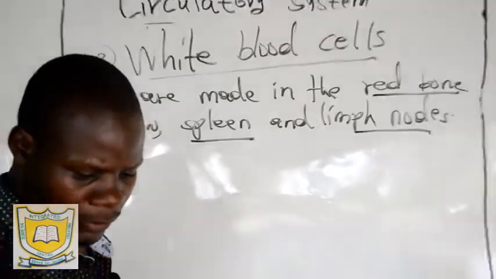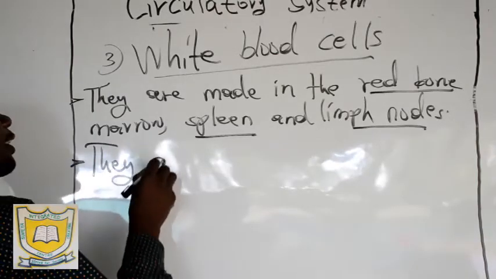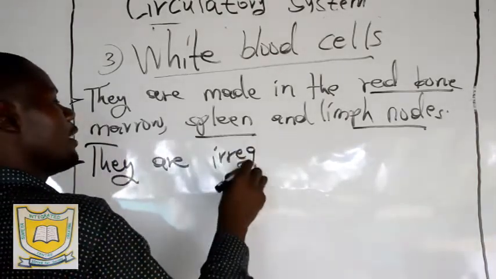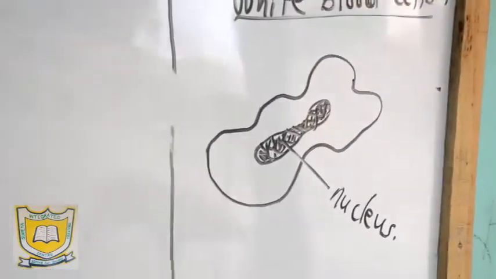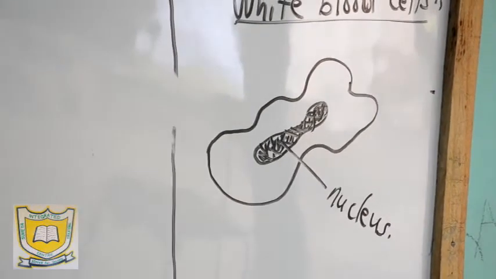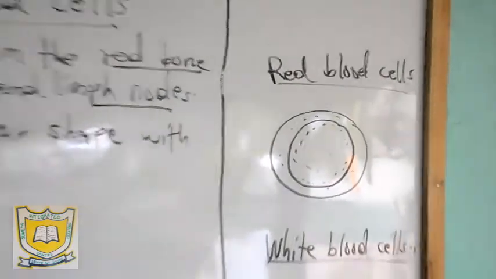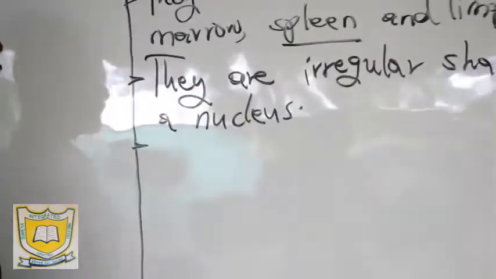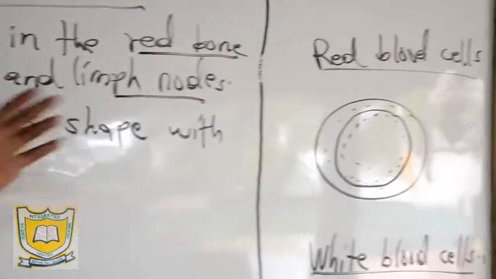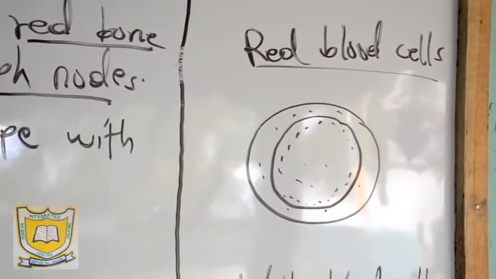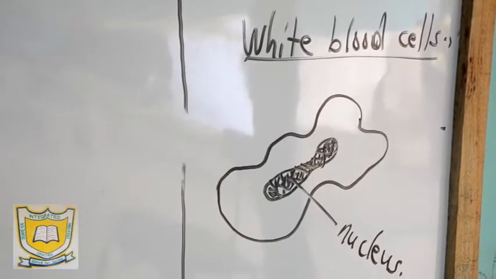They are of irregular shape with a nucleus. We said red blood cells are circular or biconcave in shape. They have a shape, but they don't have a nucleus. But a white blood cell is irregular, does not have a definite shape, but it has a nucleus.